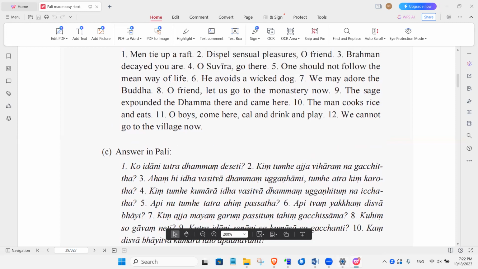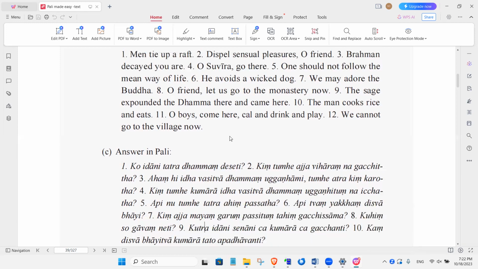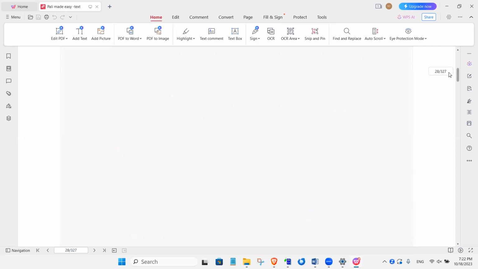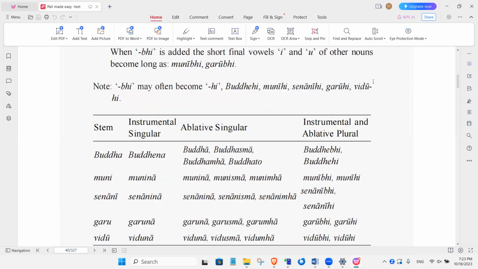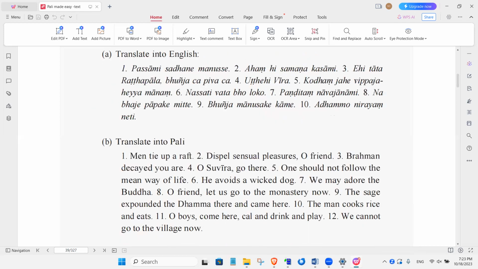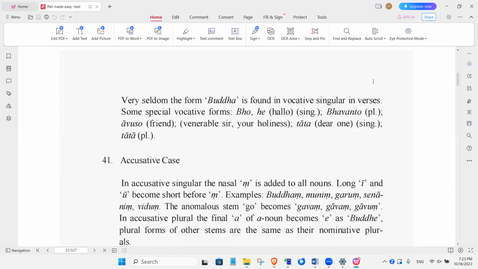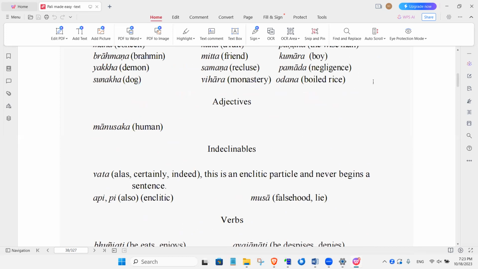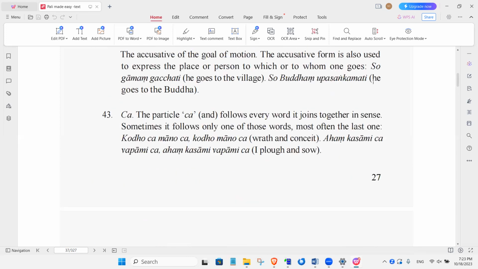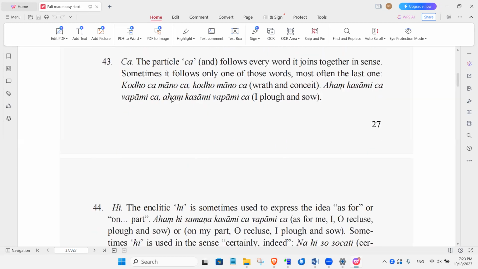Okay, so we go for this lesson 13. I think you all should try it. This is the last one already. Okay, so we already finished lesson 13 and lesson 12 on the accusative. Right, this accusative, all right.